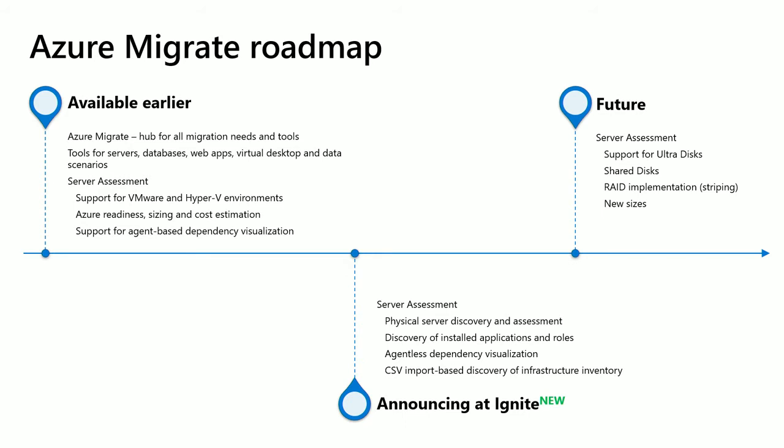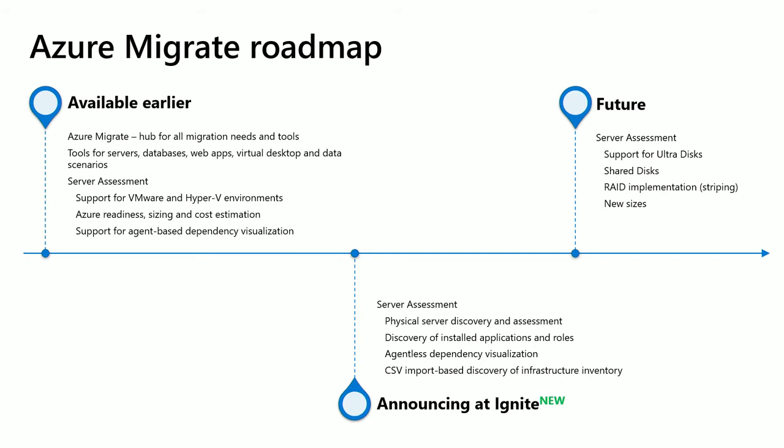So we've seen what is available today, and at Ignite, we are announcing support for some new scenarios where we are supporting physical servers, adding agentless dependency visualization, and so on. In future, very soon, we will add support for Ultra Disks. So if you've noticed the demo, we only support premium, standard SSD, and standard HDD disks now, but very soon we will start supporting Ultra Disks.